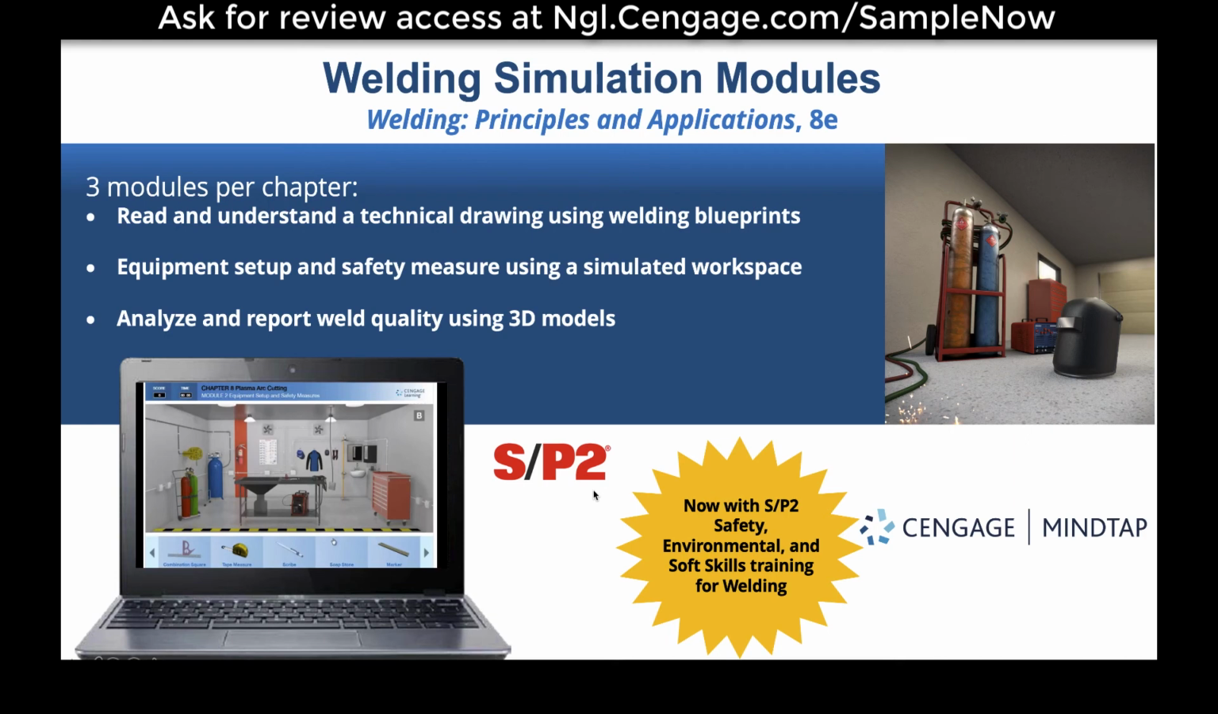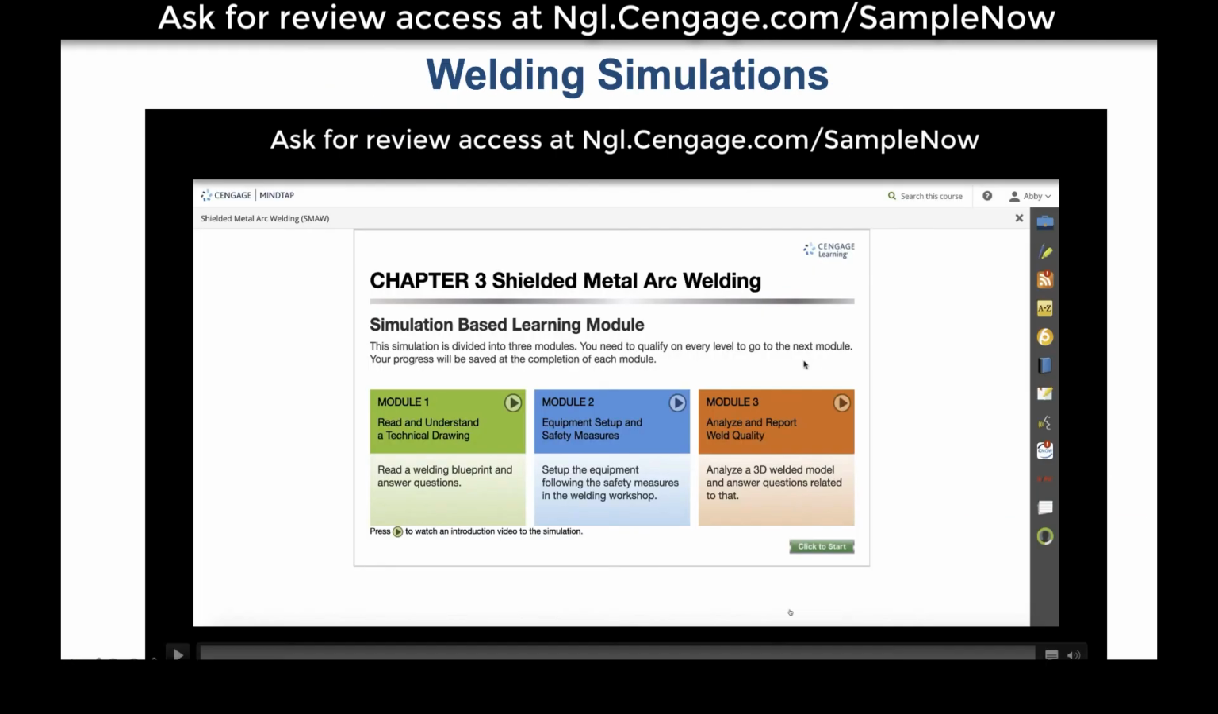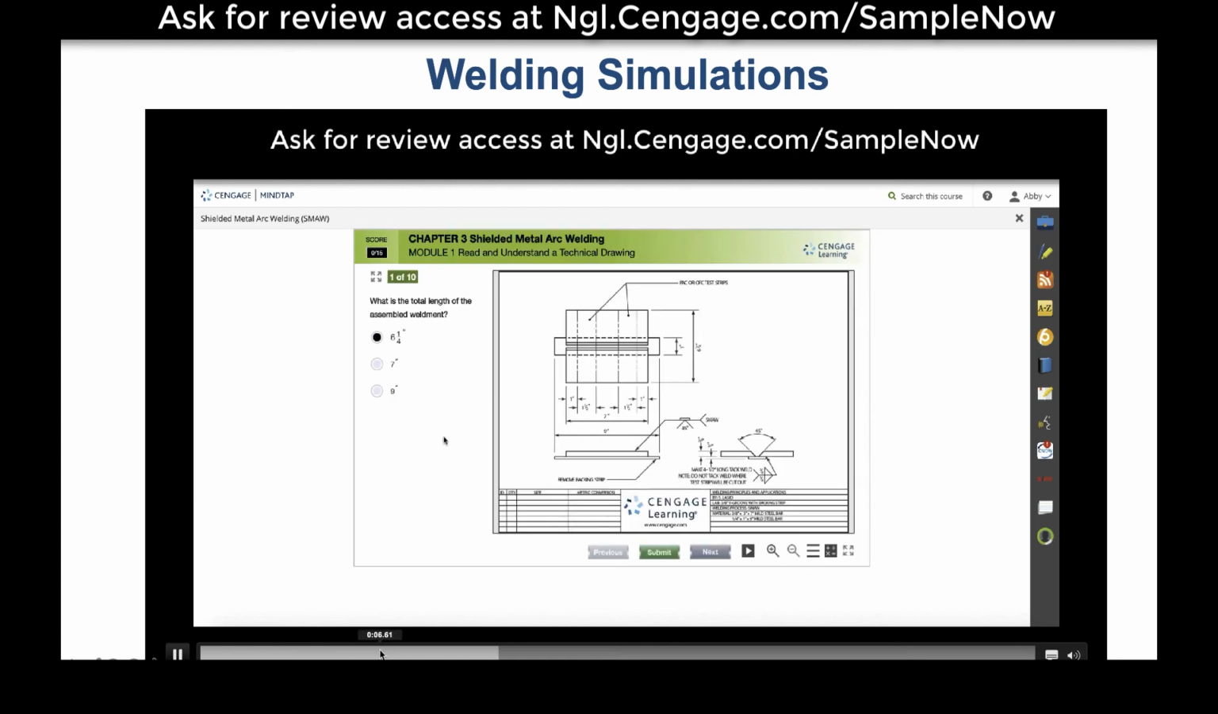Notice that those soft skills, which we see in every course, also include industry-specific safety and environmental training and certification for welding. The 3-part modules begin with being able to read and understand technical drawings. Students answer questions about technical drawings. They can print these out, they can zoom in on them, or open these drawings in a brand new window.